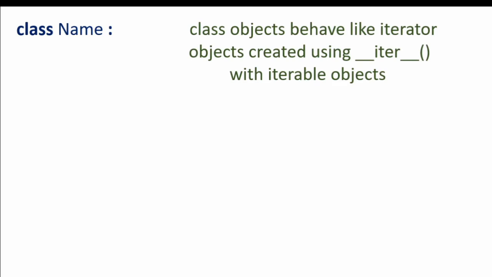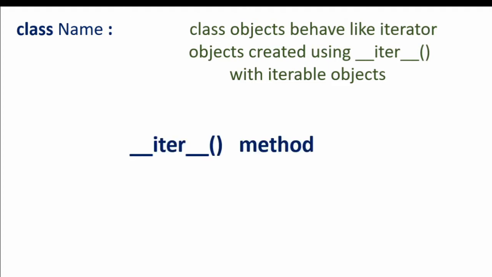Today we will create an iterator not from an iterable object using the iter method as we've seen previously, but we will create our own iterator using a class. So the main idea is to create a class of objects, and these objects will behave exactly like the iterators we obtained by using the iter method of the iterable objects.